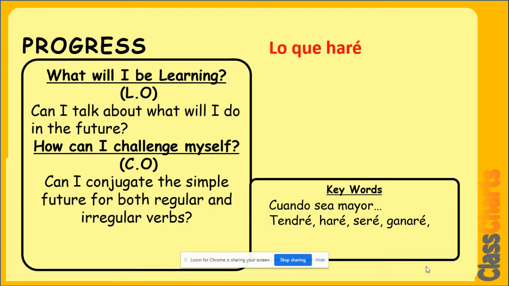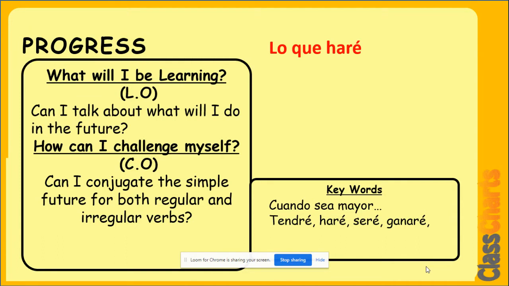Okay, so today our topic is going to be how to form the simple future tense. So how do we say I will do something? Okay, is the I will in English. Okay, so our learning objective is going to be, can I talk about what I will do in the future? And our challenge objective will be, can I conjugate the simple future for both regular and irregular verbs?